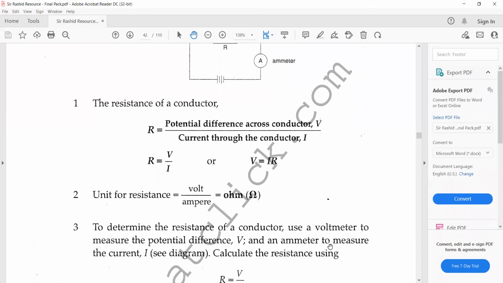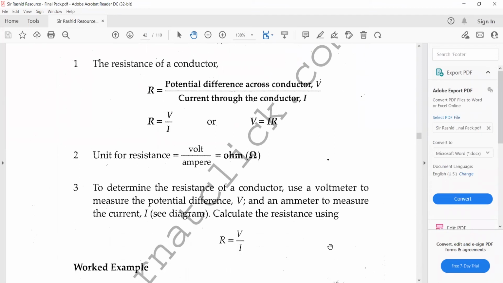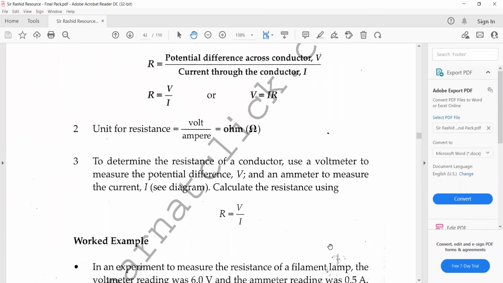Actually, the resistance definition is that it is a ratio of voltage to the current. But what is the purpose of this resistance? What actually does it do? Resistance is opposition in the flow of charges. Whenever in some circuit resistance increases, remember current will decrease. Whenever resistance in any circuit increases, the current will decrease. Actually, resistance is opposition in the flow of charges.